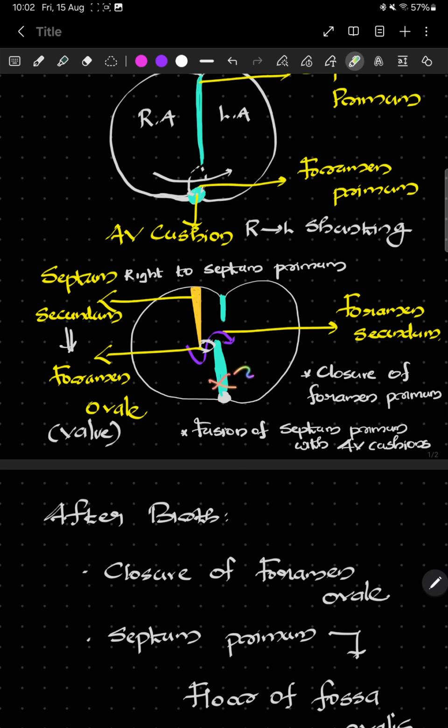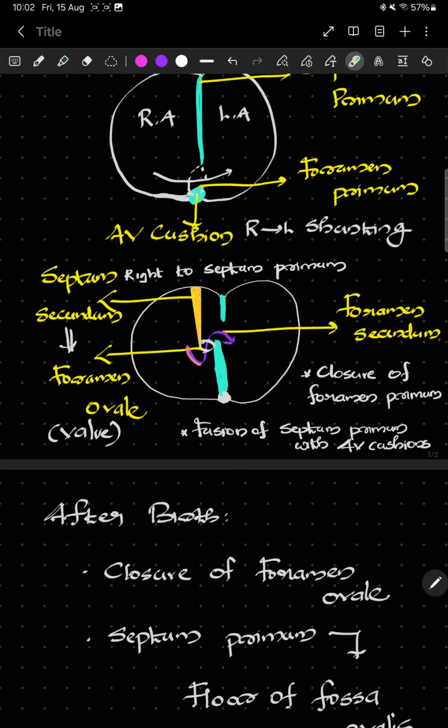is closure of this septum primum, and there is formation of another foramen called the foramen secundum on the upper part, and further there is an additional septum arising here. That septum is called septum secundum and is located towards the right of the septum primum.